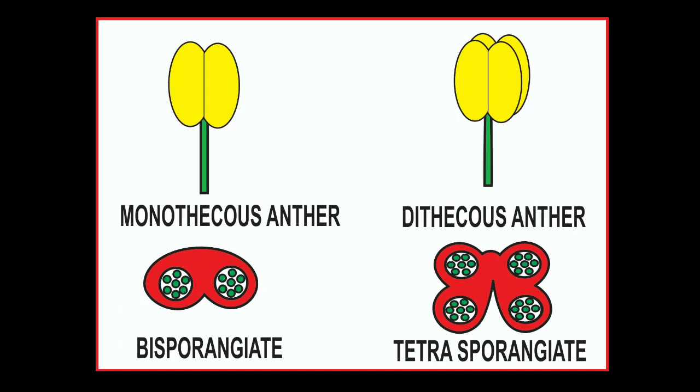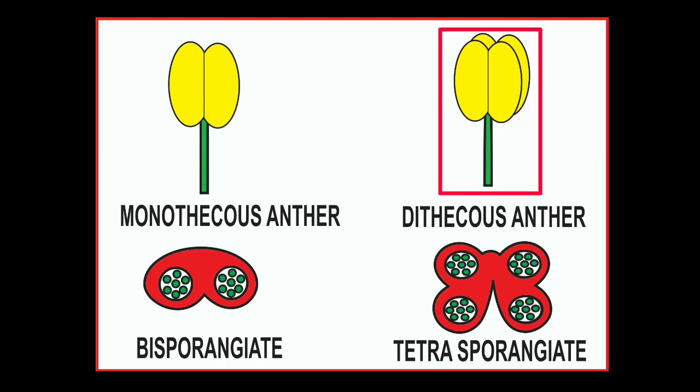Here I am going to discuss the differences between the monothecous and dithecous anther. A monothecous anther is one which contains only one theca or lobe. Here in cross section you can see in red color only one theca is present in the monothecous anther. This monothecous anther contains two microsporangia. That's why they are known as bisporangiate.